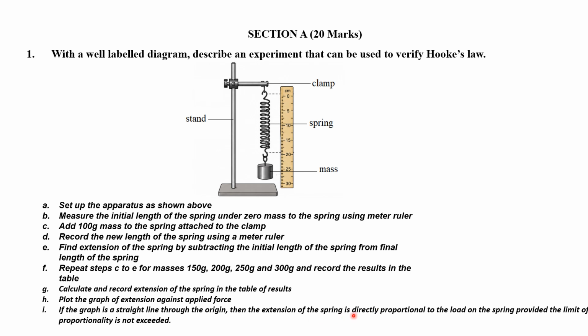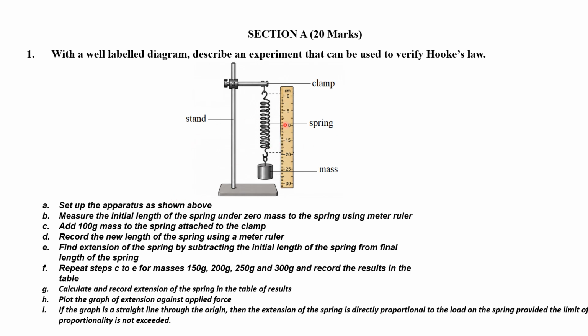So according to Hooke's law, when you plot the values of extension against force applied, the graph line must be a straight line. That's as long as the spring is not damaged. In other words, provided the limit of proportionality is not exceeded. Welcome, learners. So this is what the candidates were expected to say.